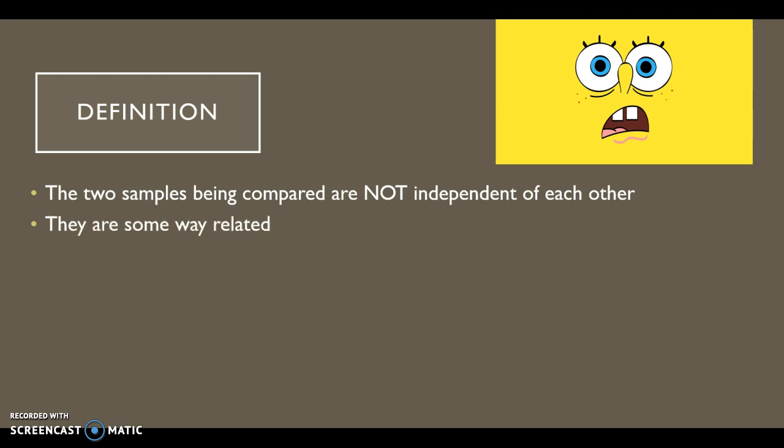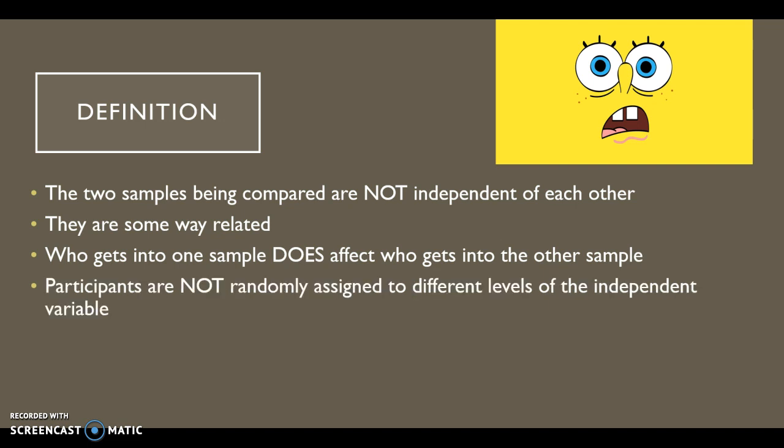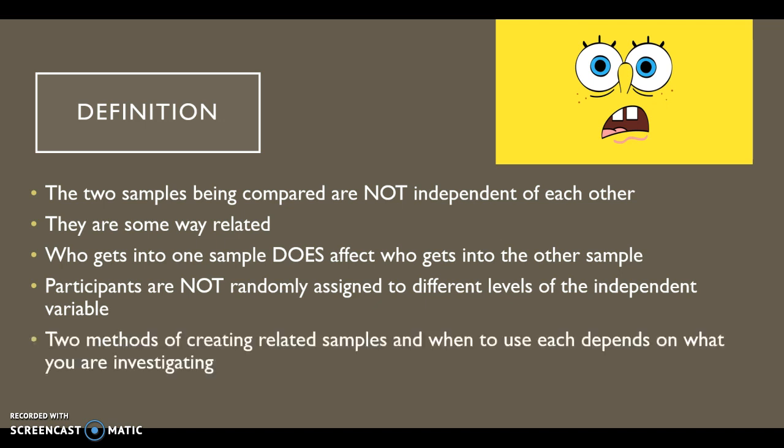They are actually related in some way, that who's getting into one sample does affect who gets into another sample, and so there is a relationship there. So once participants have agreed to be in a study, their assignment to the different levels of the independent variable are not random. The people who are in one group do affect who gets in the other group.